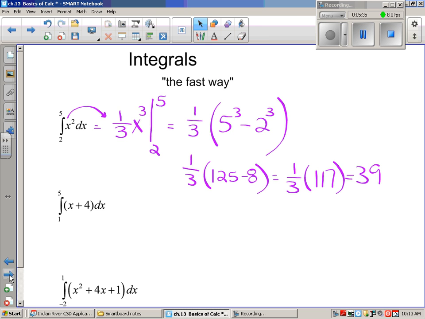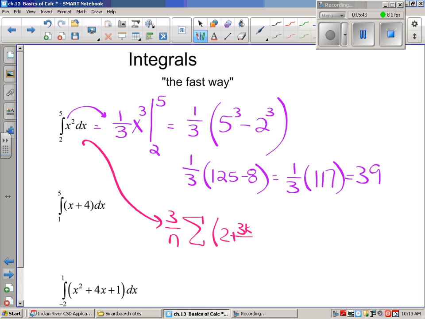Maybe you don't believe me. Well, let's take a little bit of time here. I'm going to do this in pink here, the old way. That would be 3 over n, right? Sigma. That would mean I'd have to do 2 plus 3k over n squared. So just to write all that work out, I'd get 4 plus 12k over n plus 9k squared over n squared.